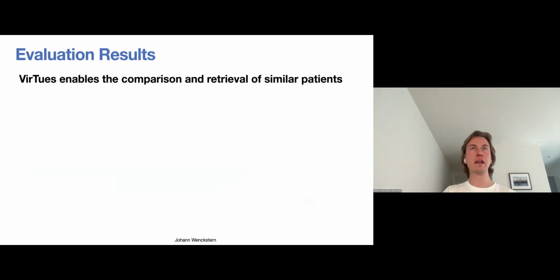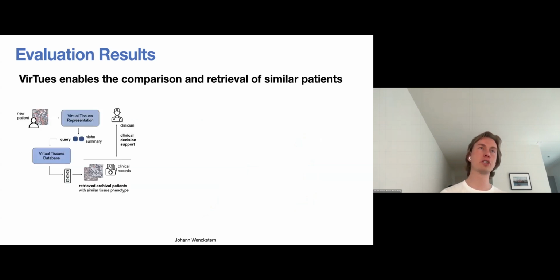Next, we tested our model for the envisioned task of information retrieval in a clinical workflow, so how well our representations help us build a database and do information retrieval. Given a new patient, we embed the tissue and get the niche summary tokens using a simple mean aggregation of the patch or cell summary tokens. Now we want to query the database we've built from past tissues to find similar tissues.